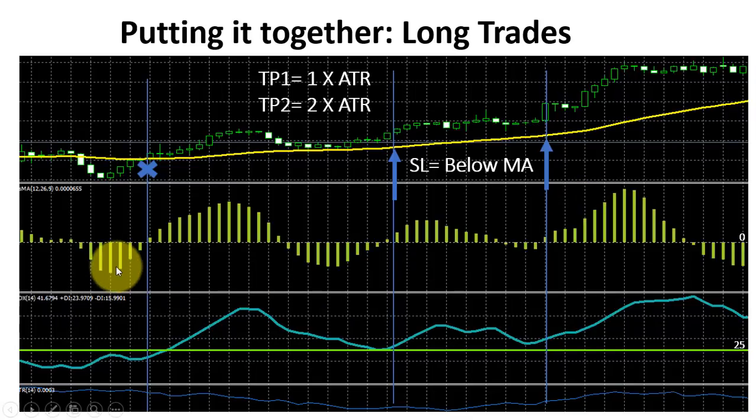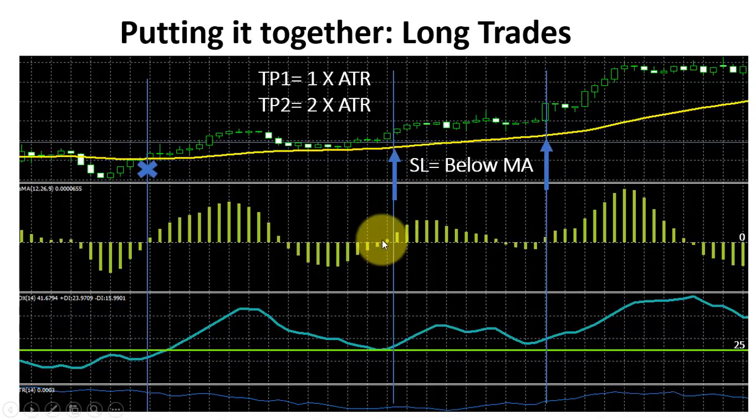So we say when OsMA crosses from negative to positive across 0, we are looking to buy. So here we are looking to buy here. Price is above the moving average, which is fine, but the ADX value is less than 25, so no trade.